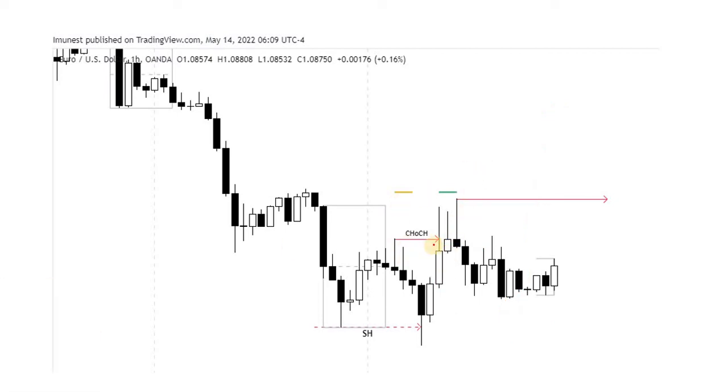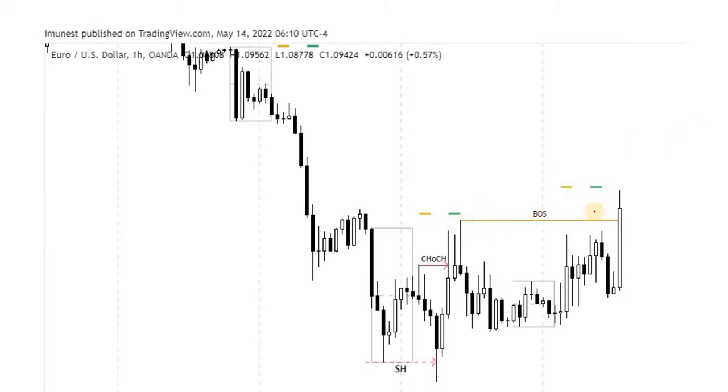Alright, so what we are going to do, we will not want to trade immediately after the change of character. We want to wait for a break of structure, which is going to take place here. But this is going to be the high that we expect to see broken. Okay, so that's what we have in the next slide. Immediately we have this break of structure.